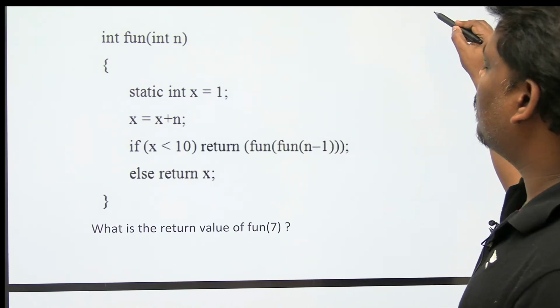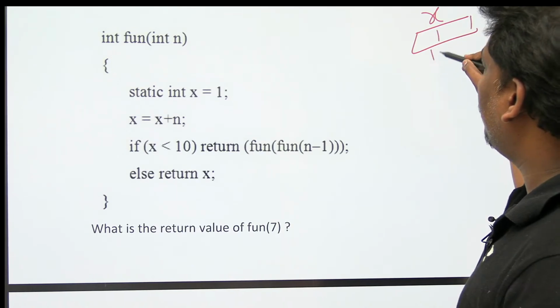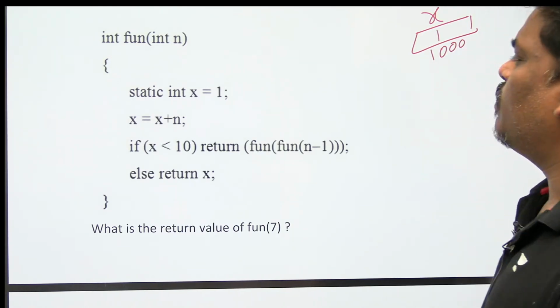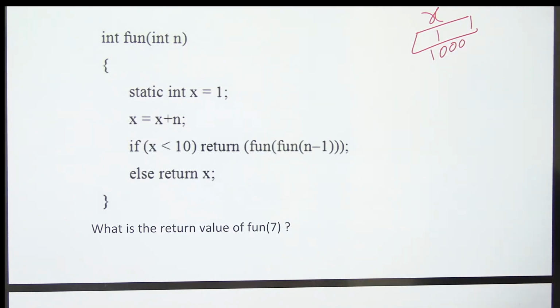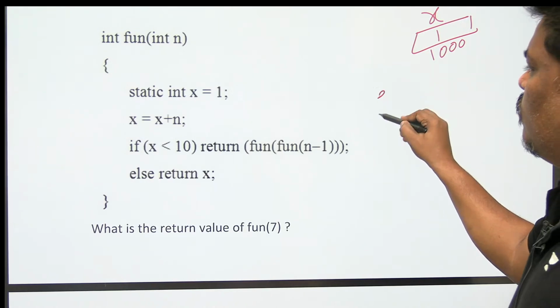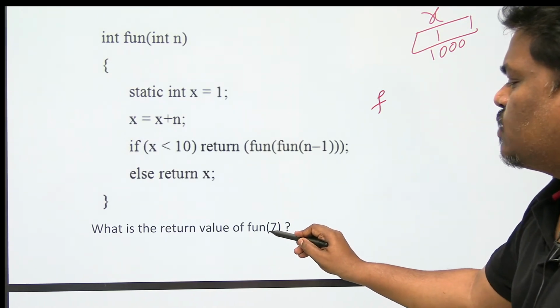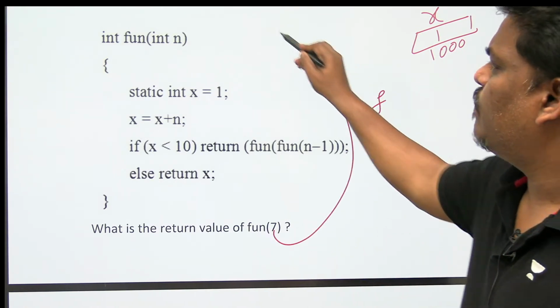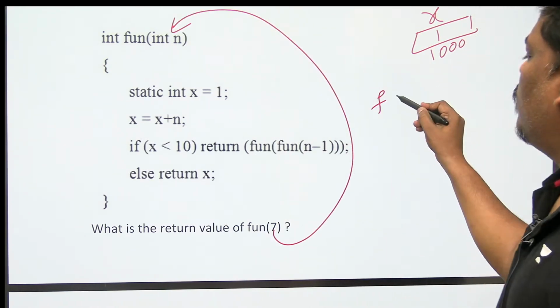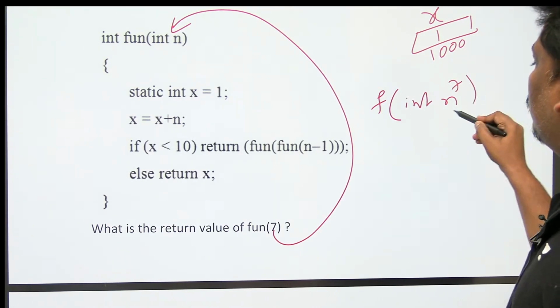A static variable first creates memory, because at compile time itself the static variable memory will be allocated. Now see the next one. The fun function is called. See, fun of 7 is called. It is the recursive program. 7 came here, so f of int n has value 7.